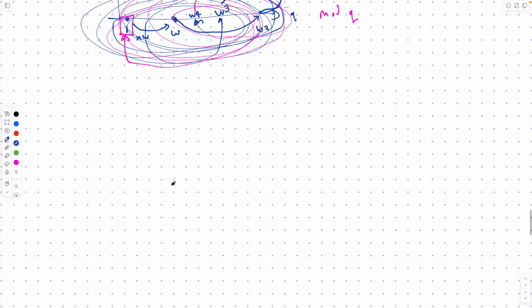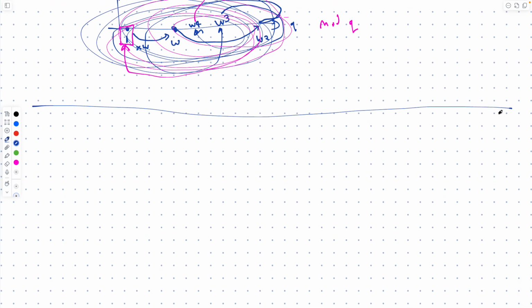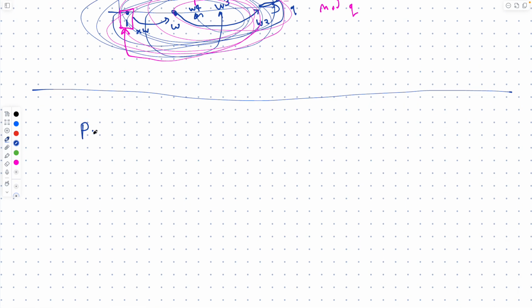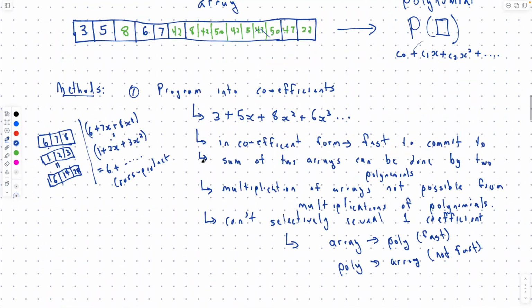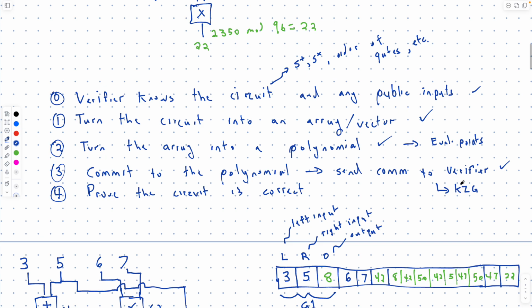So the prover will make the circuit trace. Does the verifier get the array as well? What does that mean? Does the verifier just get the polynomial, or the array and the polynomial? Let me go back. The verifier only has one thing, which is a commitment to the polynomial of the array. That's all they have.